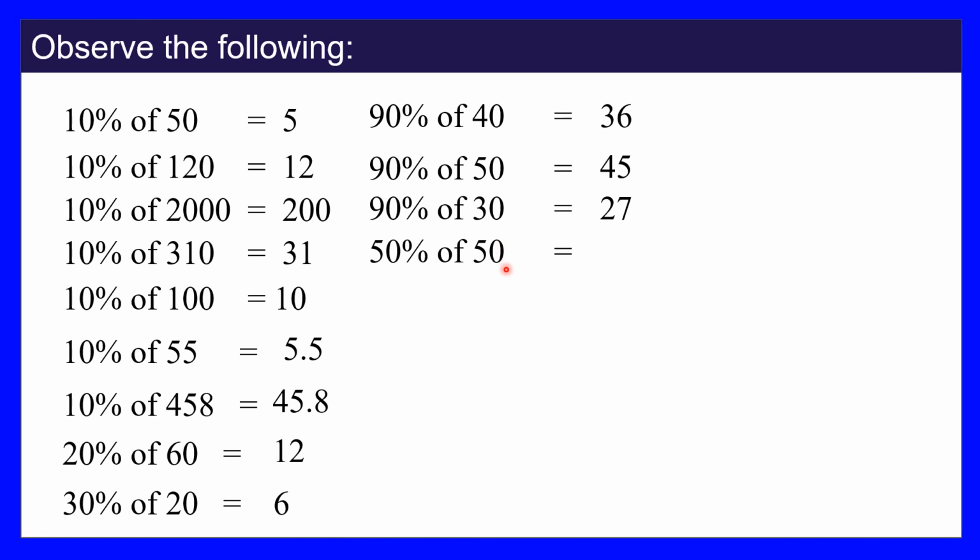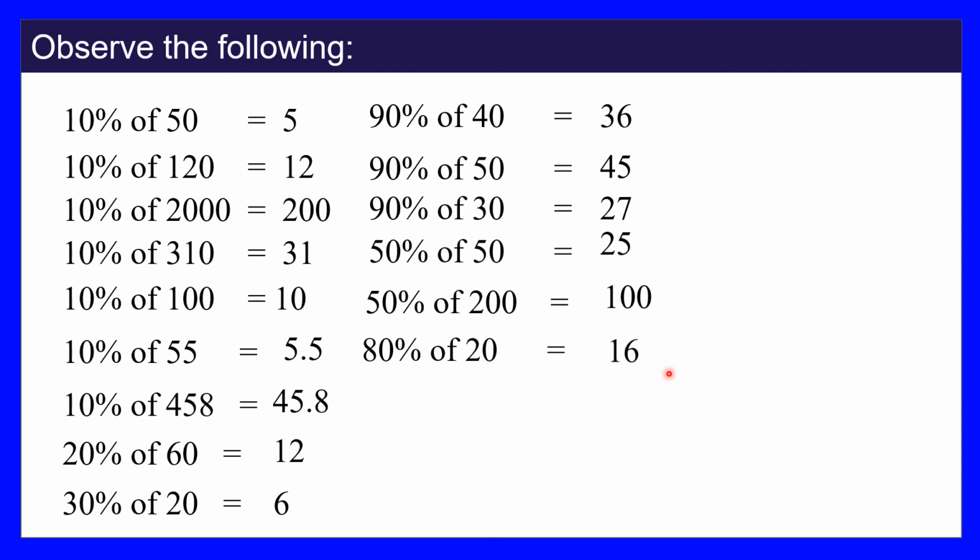And then, 50% of 50. Now, 50% is kalahati. Okay, this is 50 over 100. Reduce to the lowest term, kalahati lang ito. So, kalahati ng 50 ay 25 lang, di ba? And then, 50% of 200 ay 100. Now, paano yung 80% of 20? Eh, di tanggalin mo lang din ang 20%. So, 10% is 2. So, 20% is 4. So, tanggalin ang 4 dito. Ang natira is 16. So, 16 is 80% of 20. And then, 80% of 100 is just 80 din.